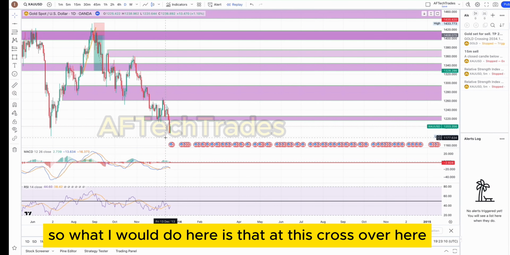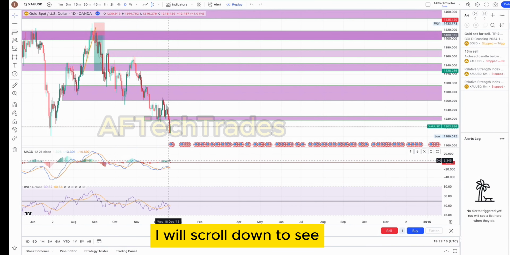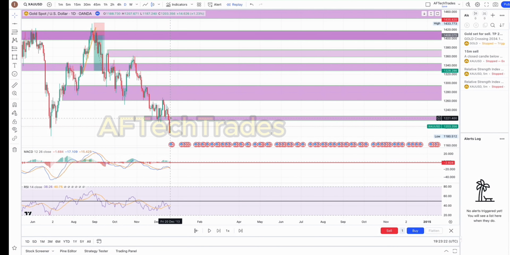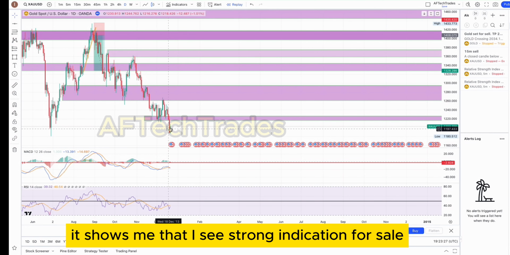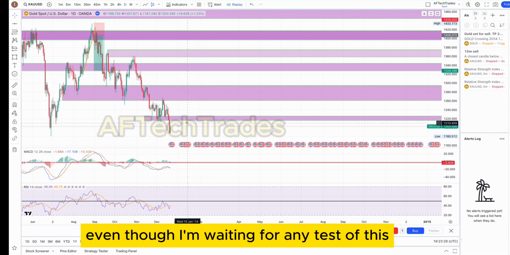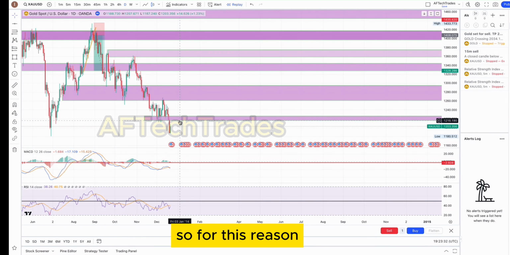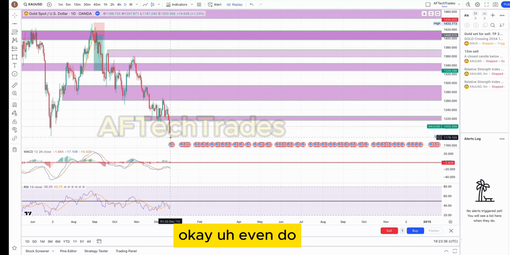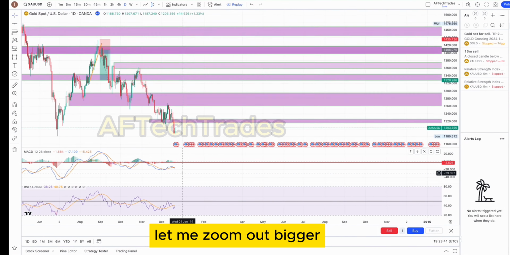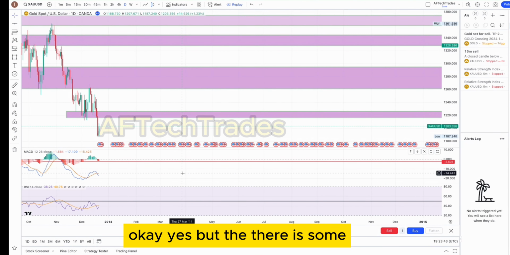So what I will do here is that at this crossover, I will scroll down to see, and I'm already missing something. There is a crossover here and there is an entry here. This is below this. It shows me that there is still a strong indication for sell, even though I'm waiting for a retest of this. So for this reason, I'm not confident yet that I can ride on this sell. Even though, let me zoom out bigger, okay.